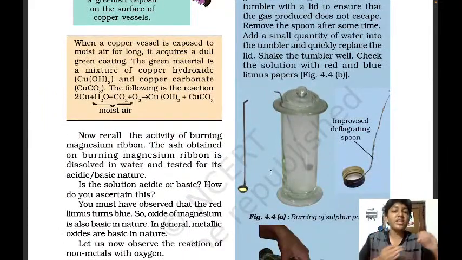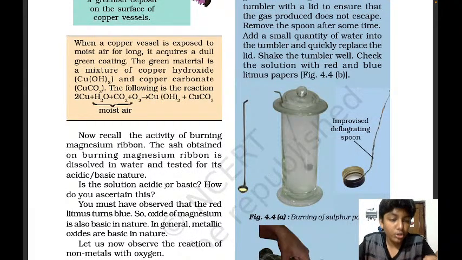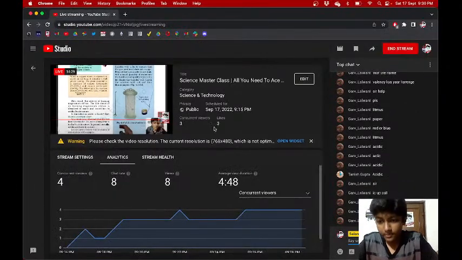So when a copper vessel is exposed to moisture for long, it acquires a dull green coating. The green material is a mixture of copper hydroxide, that is Cu(OH)2, and copper carbonate, that is CuCO3. The following is the reaction. Copper plus H2O plus CO2 plus O2. So when we have copper plus moisture, then we'll get Cu(OH)2, copper hydroxide, and CuCO3, that is copper carbonate. Okay, so is this clear?